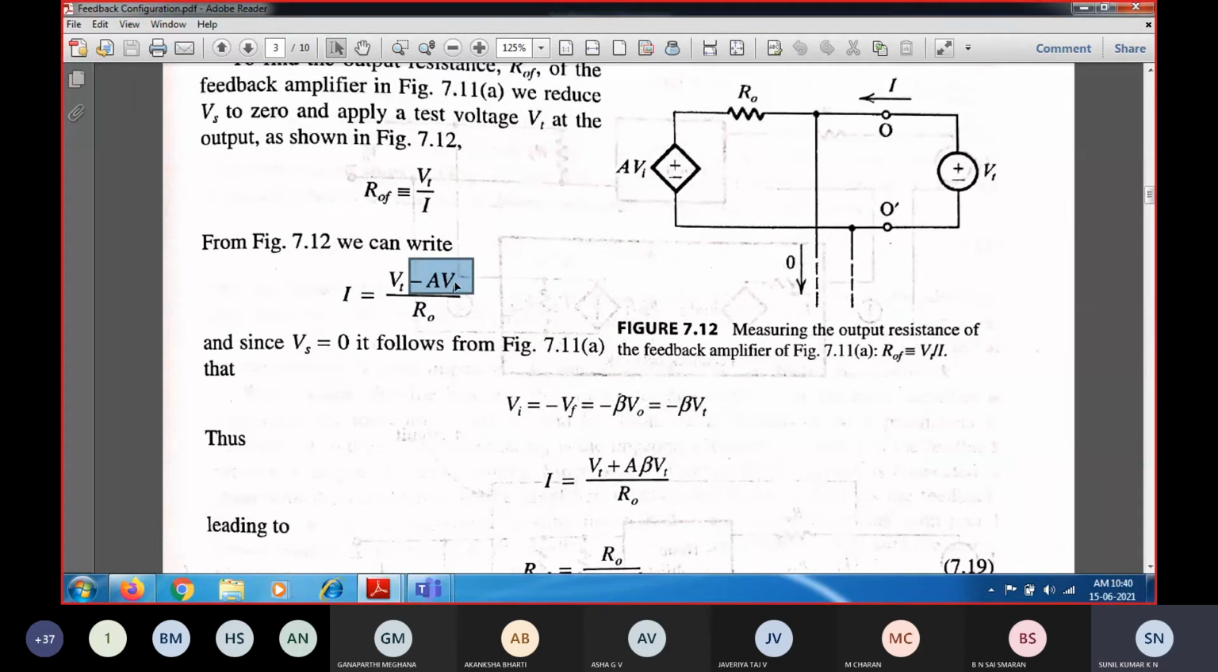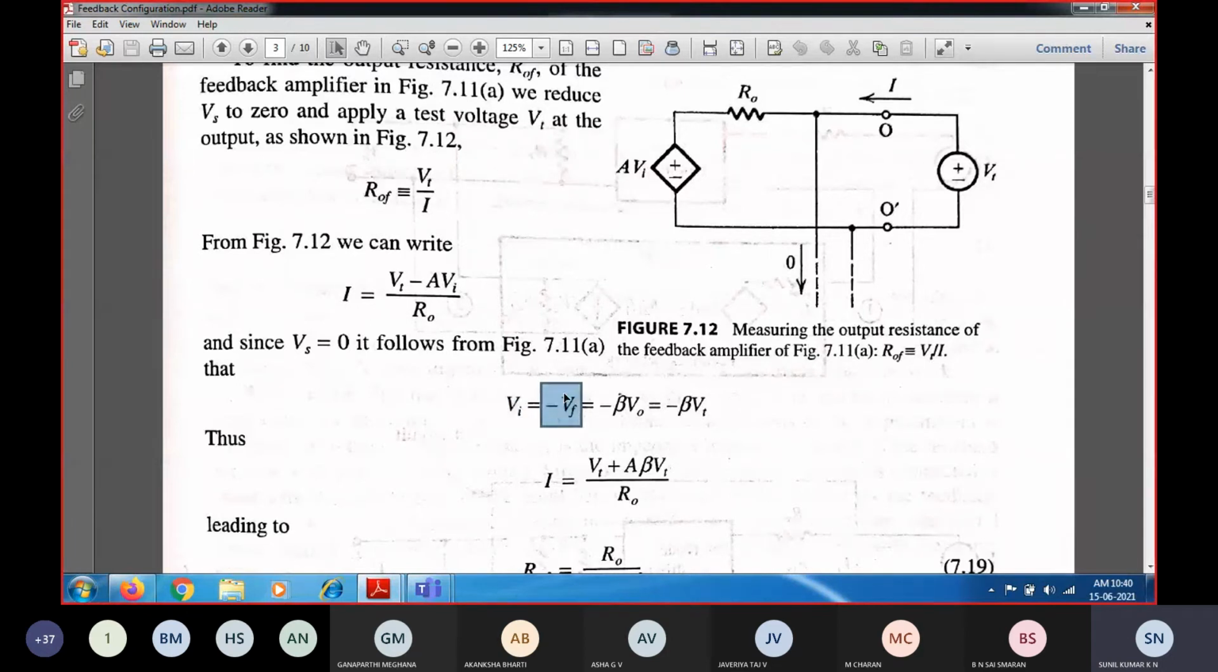Because the test voltage is known, we need to find A times Vi. So Vi is nothing but the error voltage. Vi will be equal to Vs minus Vf, where Vs is 0, so it is minus Vf. Vf is equal to beta times V0. In this case, V0 is just the test circuit output voltage, so Vf will be equal to beta times Vt. So Vi will be equal to minus Vf, correct?